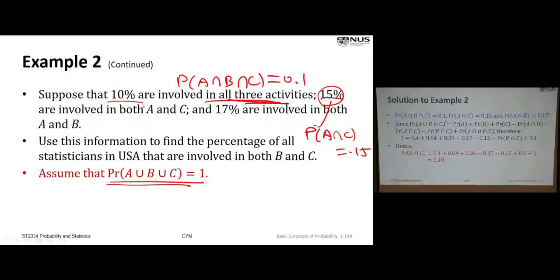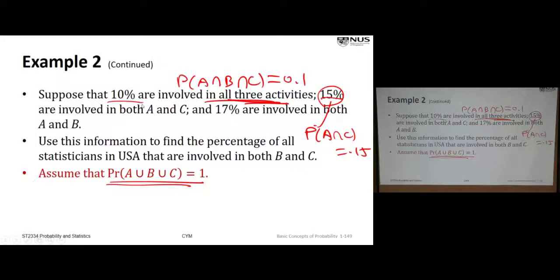Now you are asked to find out what percentage do both B and C. So you are supposed to find this one. How to find it? We try to set up an equation involving this one as the only unknown, and then solve the equation. So what are the equations that we can set? We can set up an equation like this.